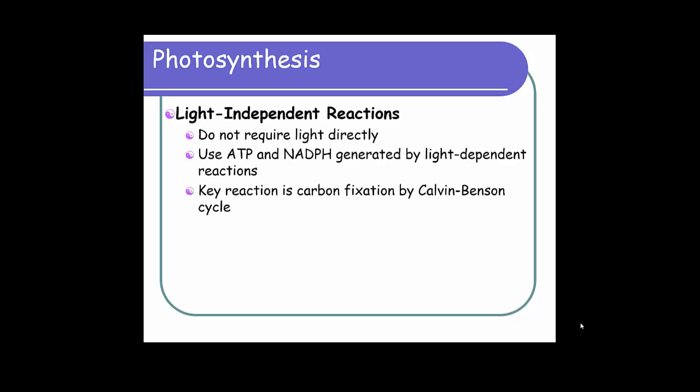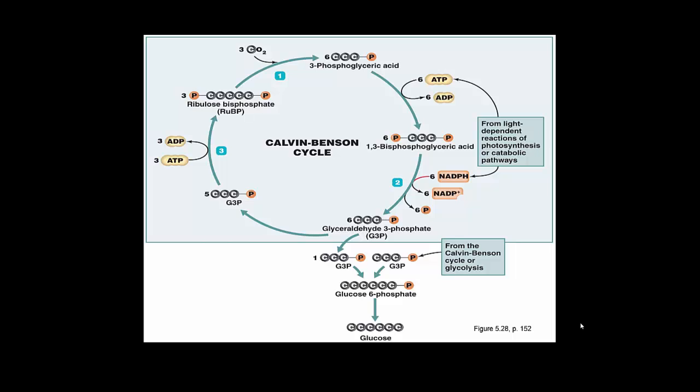The light-independent reactions do not require light directly. They are going to use the ATP and NADPH generated by the light-dependent reactions. The key reaction in the light-independent reactions is carbon fixation by the Calvin-Benson cycle. This is why plants can still live in the dark for a period of time.